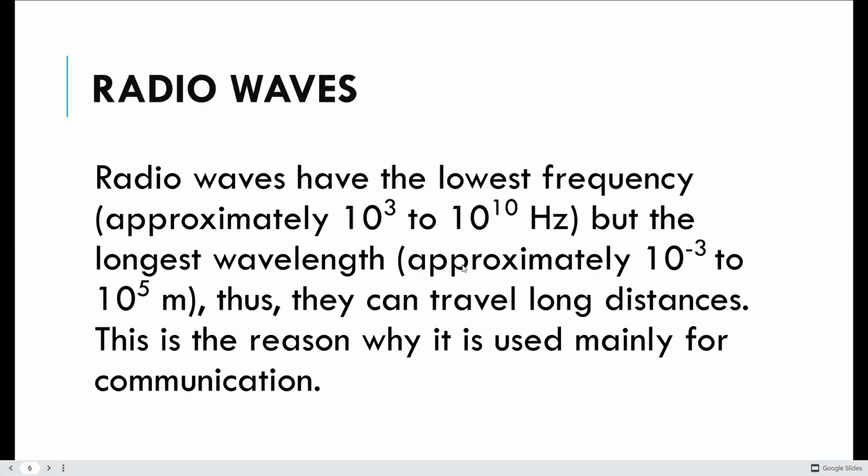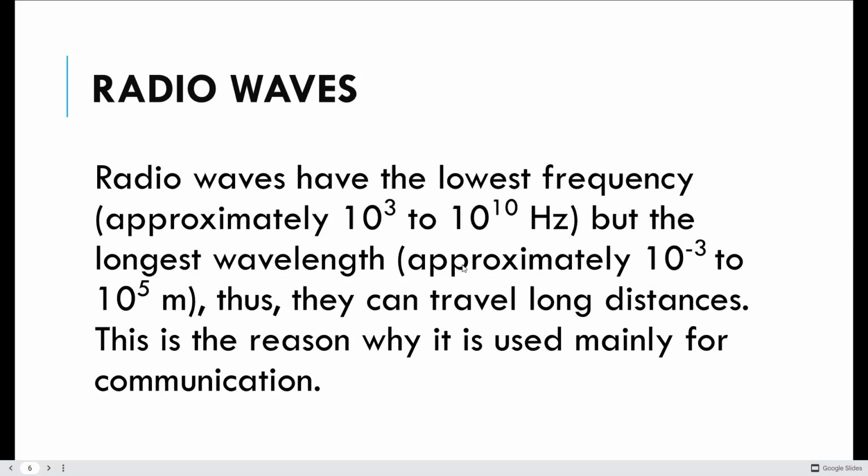Radio waves. Radio waves are the lowest frequency, the longest wavelength. Because it has the lowest frequency, it also has the longest wavelength. Remember that frequency is inversely proportional to wavelength. Thus, they can travel long distances.